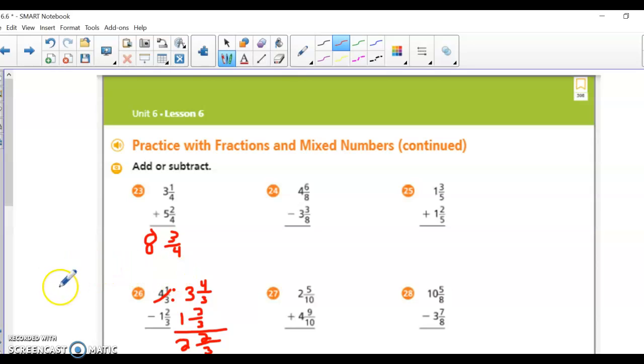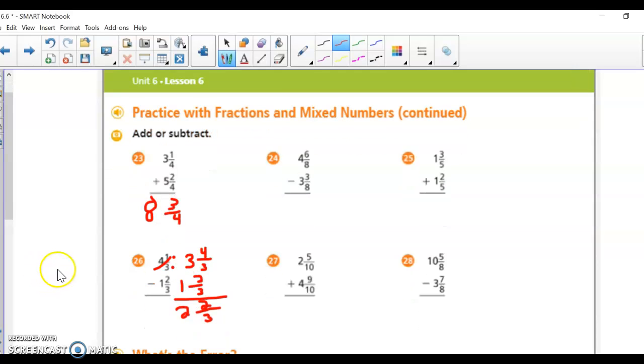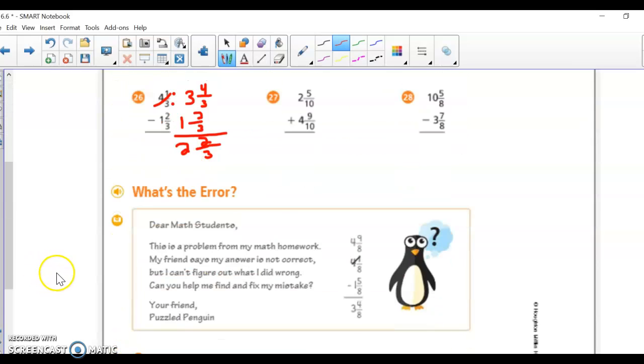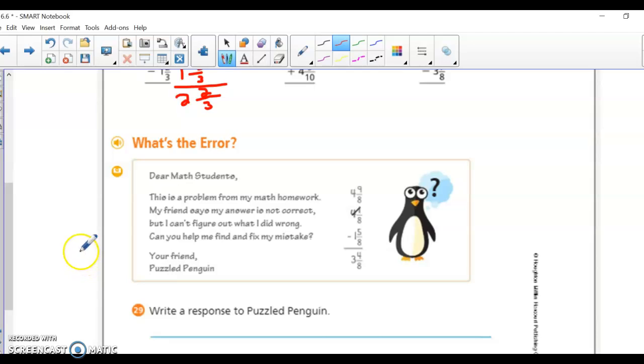There's also, in yesterday's lesson at the bottom of one of your workbook pages, a really good example of how to do that with 3 different problems. See if you can figure out, Puzzled Penguin came close, but couldn't quite figure out. He made a mistake going from here to here.